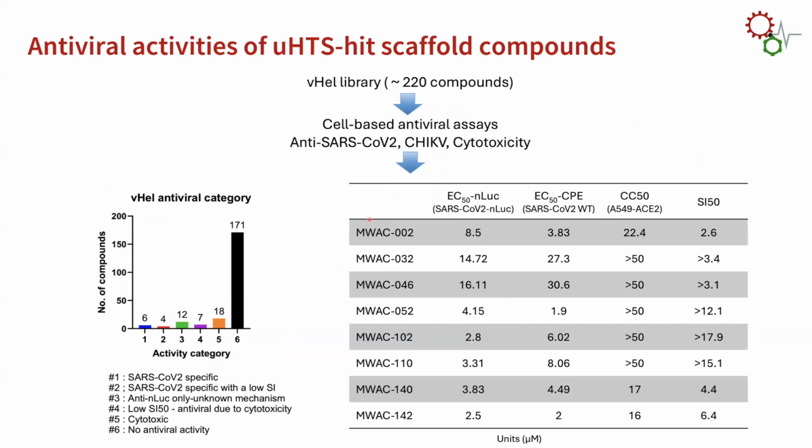Now, out of these 220 compounds that show IC50 values in the enzymatic assay, about 90% of the compounds didn't show any type of activity, on the right side in category 6. This is kind of expected, right? We don't expect that all of the anti-helicase compounds may be antiviral. But you can categorize them based on specificity to the virus as well as some cytotoxicity. Categories 1 and 2 are specific to SARS-CoV-2, with category 2 specific but having a little bit of toxicity.